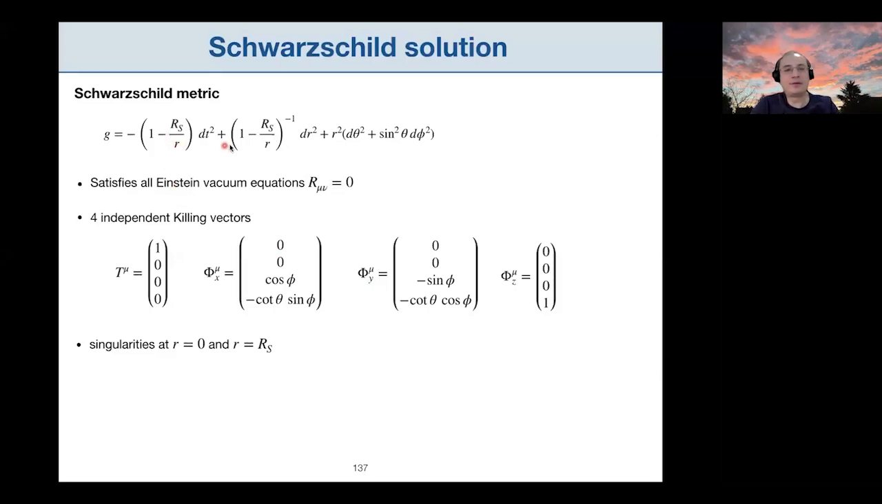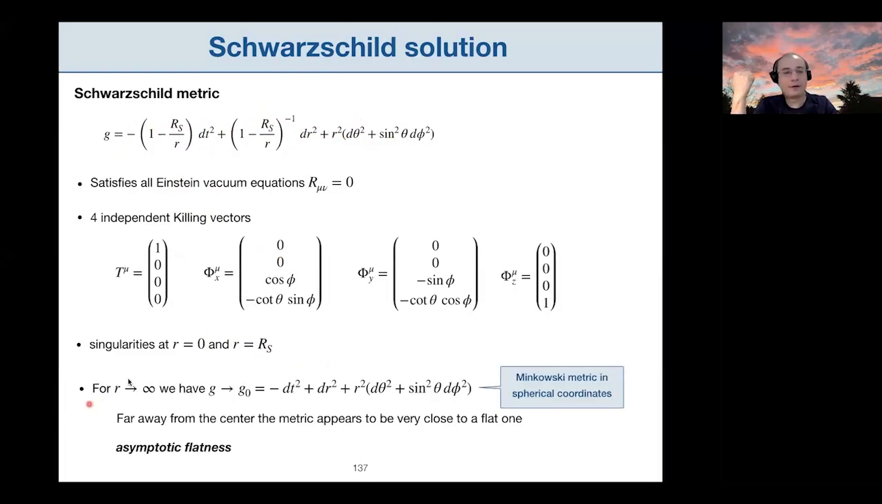Obviously, the metric has singularities. One of them is at r equal to zero, where a lot of components blow up. But there is also, curiously, a singularity at finite r equal to rs, the Schwarzschild radius. In this case, this component blows up and this goes to zero, which is kind of interesting. So there are at least two candidates for singularities.